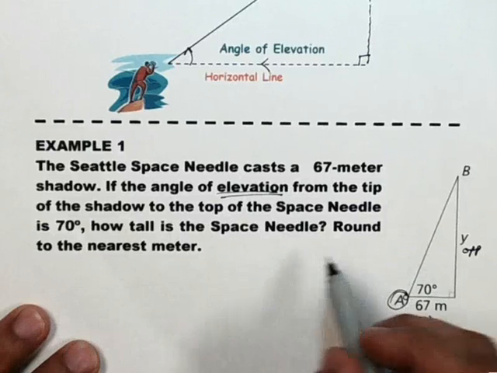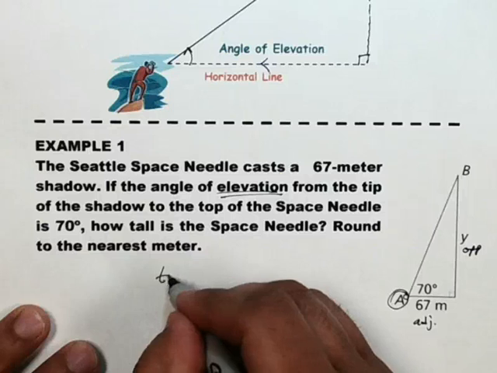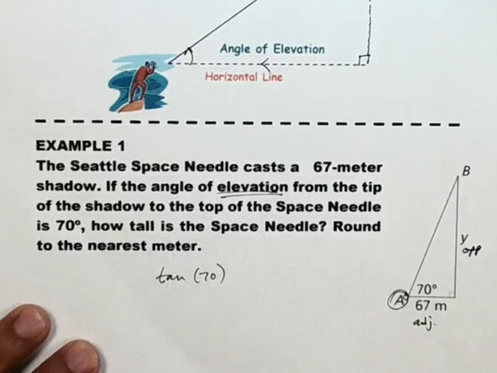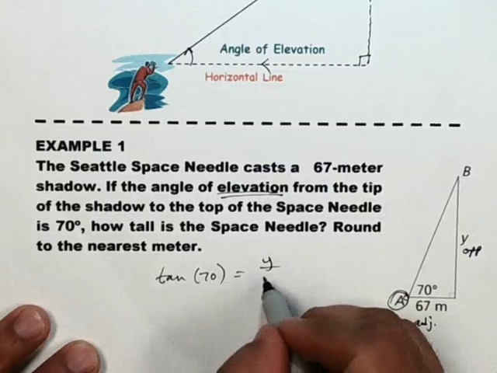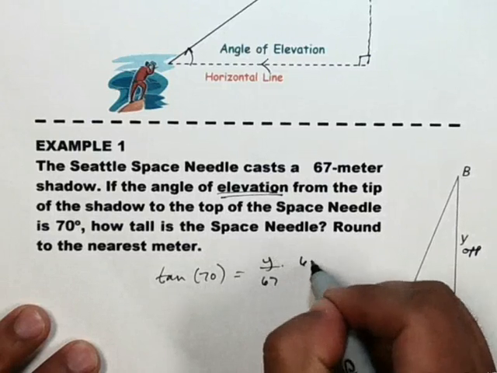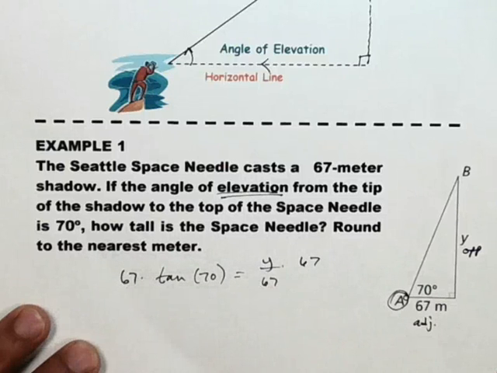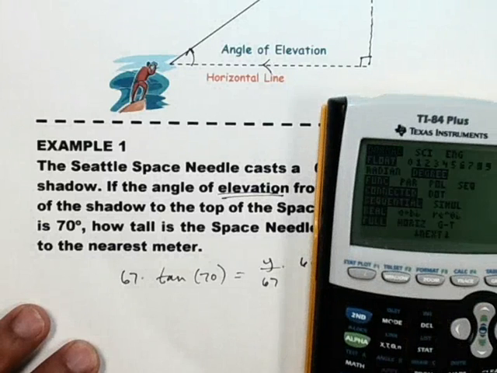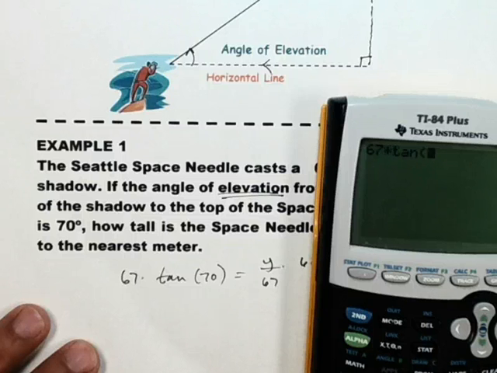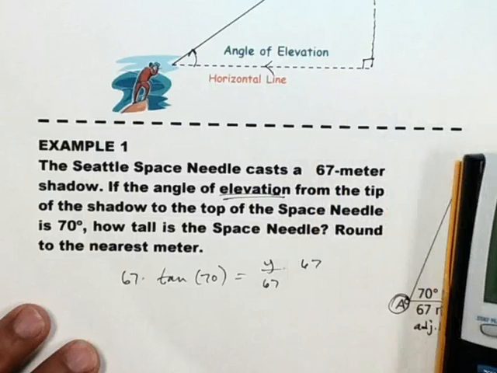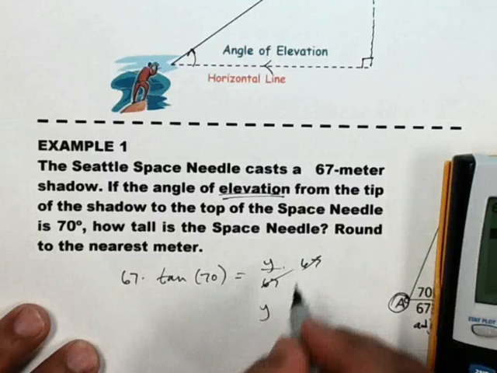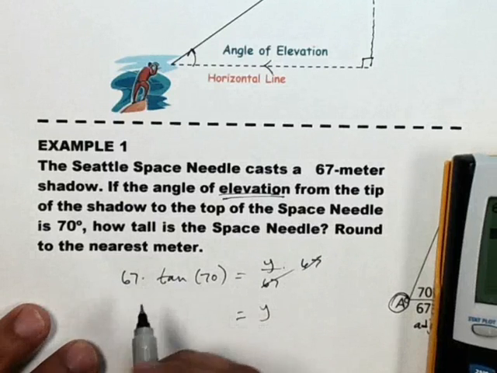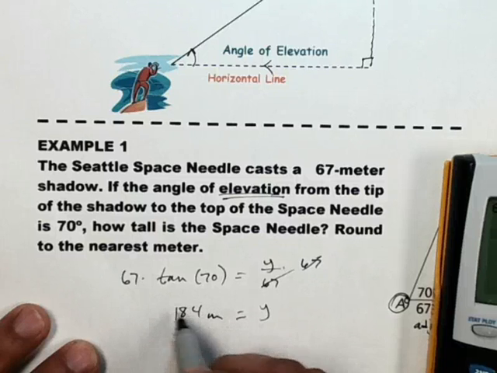So if I want to figure out what this y value is, I'm going to use the tangent function. So tangent of 70 is equal to y over 67. Multiply both sides by 67. And again, make sure your calculator is set to degrees. So we did 67 times the tangent of 70. And so y, to the nearest meter, is going to be 184 meters.